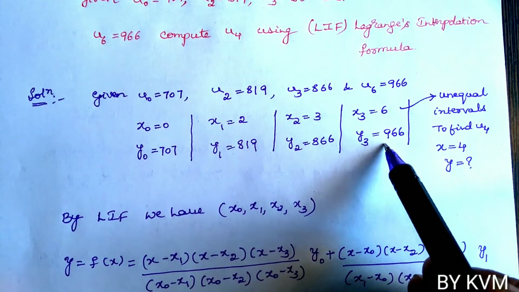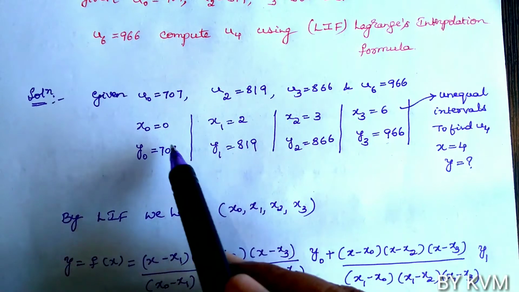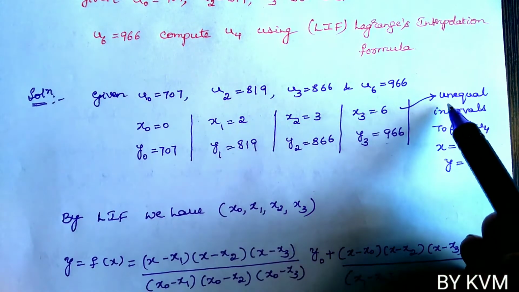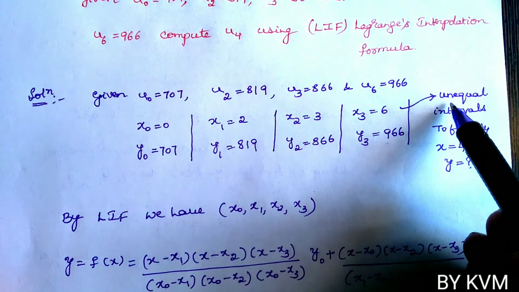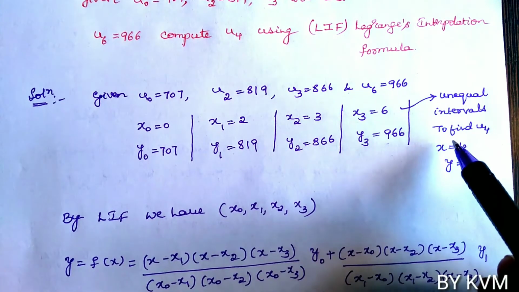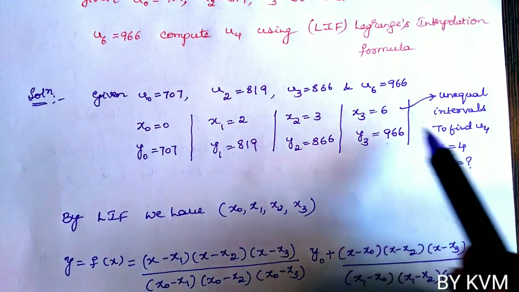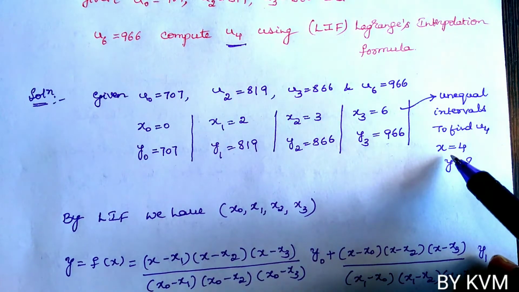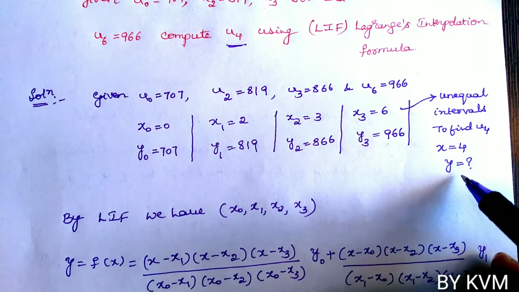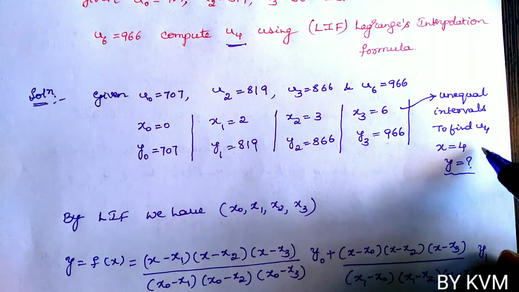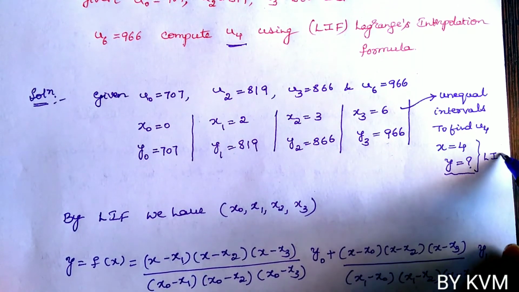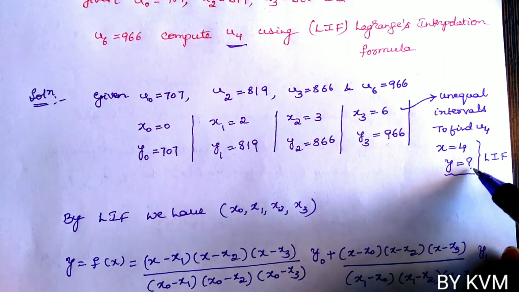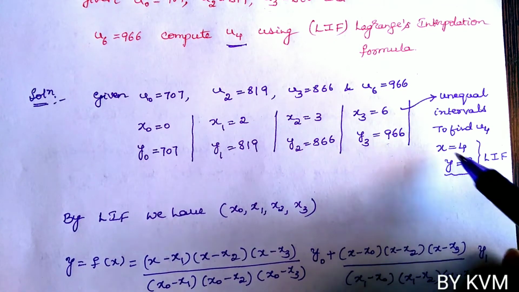and y3 equals 966. So here if you observe the values of x, that is x0, x1, x2, x3, they are not at equal intervals, so they are at unequal intervals. So now we have to find u4. So u4 means when x equals 4 we have to find the y value, so we have to apply Lagrange's interpolation formula. So using Lagrange's interpolation formula we can find the value of y for any given value of x.